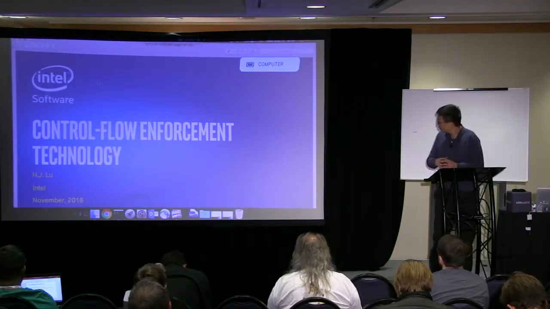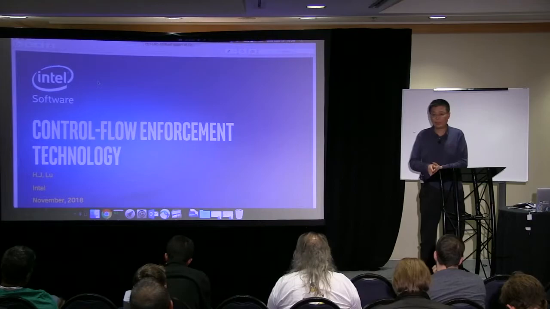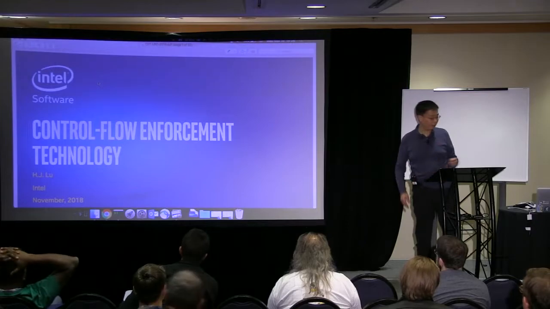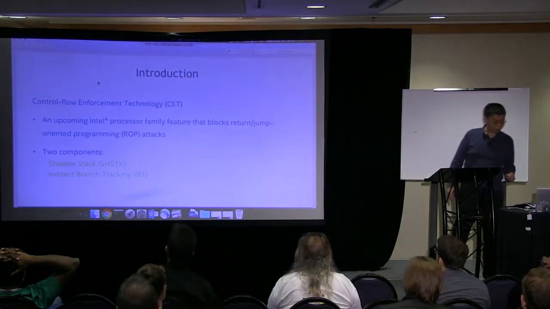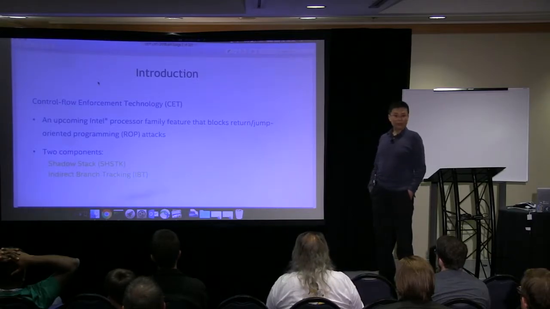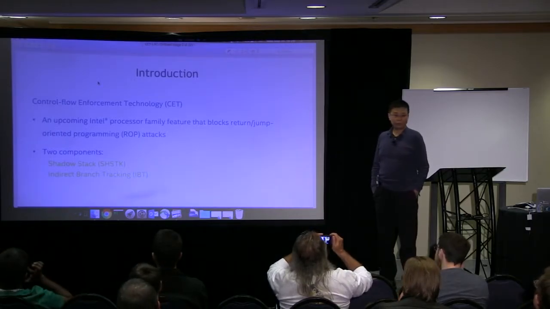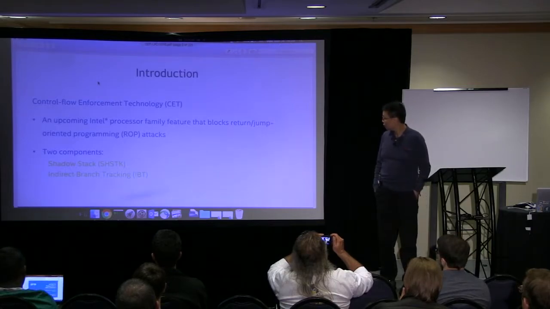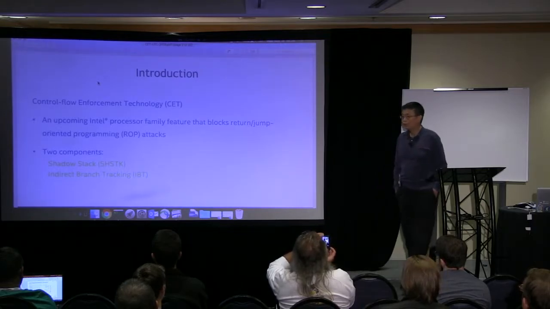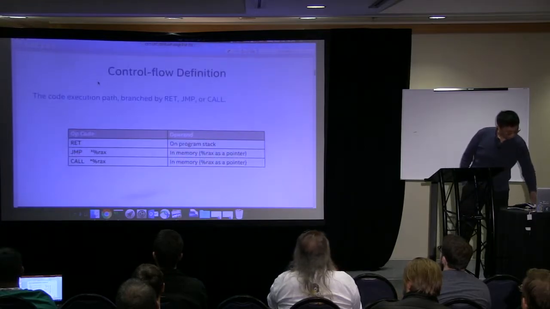Okay, here, this is the presentation about the new security feature in upcoming Intel processors. It's called Control Flow Enhancement Technology. So, CET has two components. One is called Shadow Stack, the other one is called IBT, which stands for Indirect Branch Tracking. And I will describe those two features in upcoming slides.